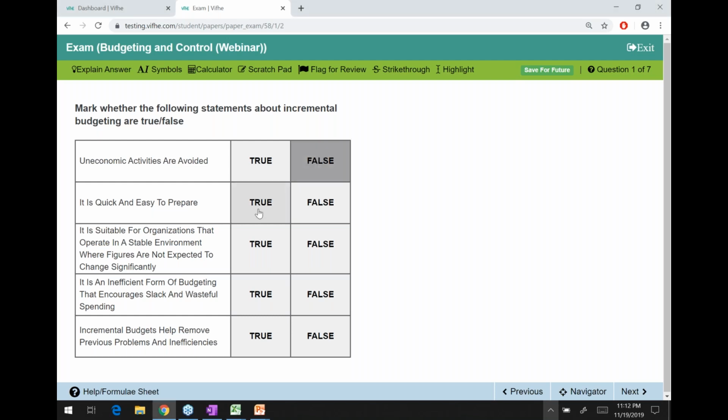False. It is quick and easy to prepare. True. Is it suitable for an organization that operates in a stable environment where figures are not expected to change significantly? True. It is an inefficient form of budgeting that encourages slack and wasteful spending. True. Incremental budget helps remove previous problems and inefficiencies. False. This is known as a hot area question of your paper. Hot area question. Okay.